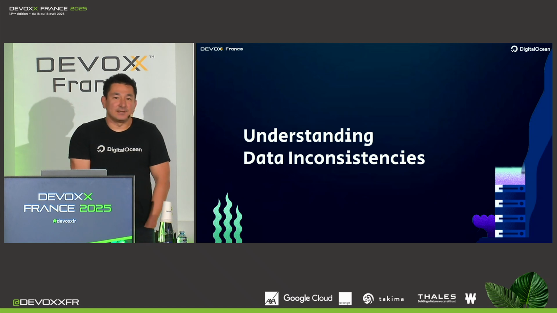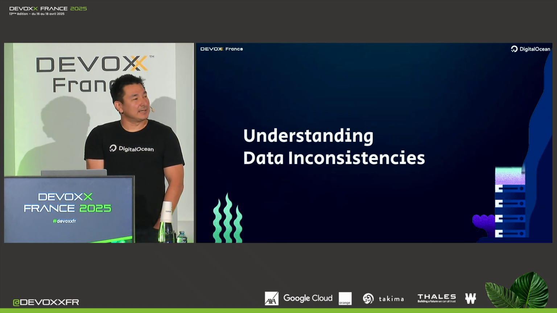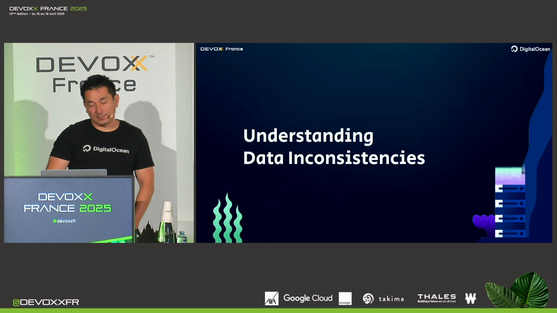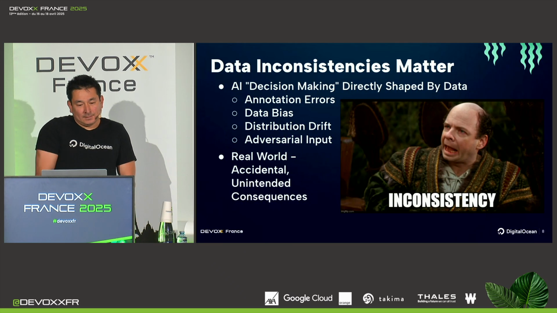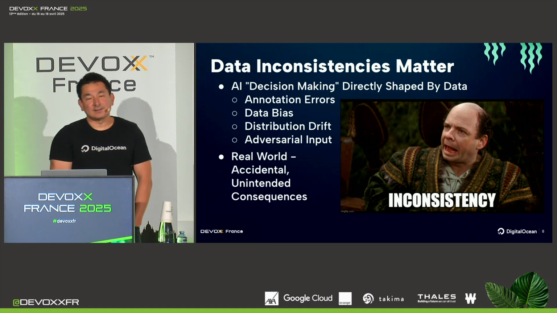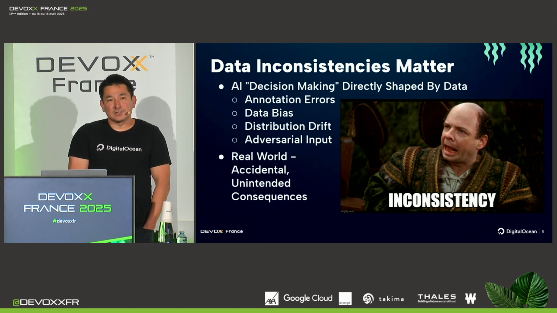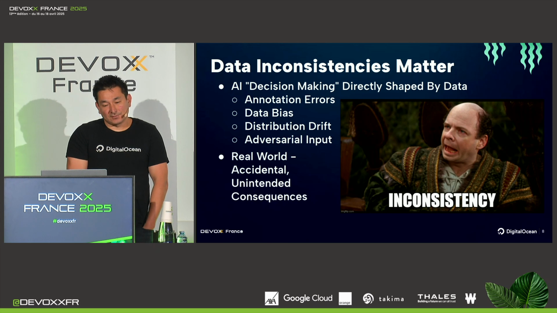So that's kind of like a definition. So let's go into understanding data inconsistencies and how they happen. AI and ML systems, the decisions that they make are directly shaped by the data and the data sets that you provide them.